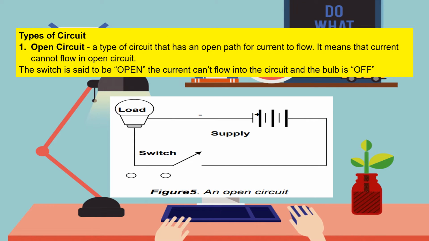Types of circuit. Number 1. Open circuit. A type of circuit that has an open path for current to flow. It means that current cannot flow in an open circuit. The switch is said to be open. The current cannot flow into the circuit and the bulb is off. Figure number 5 is an example of an open circuit.